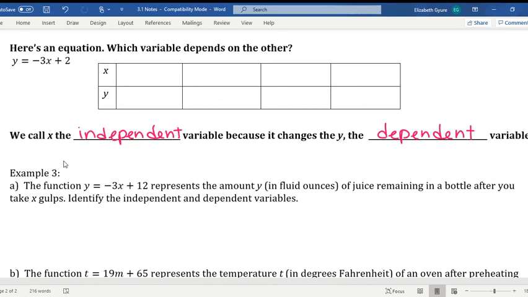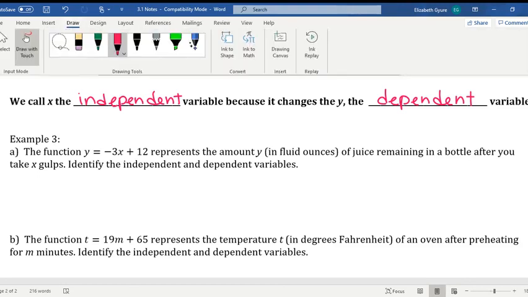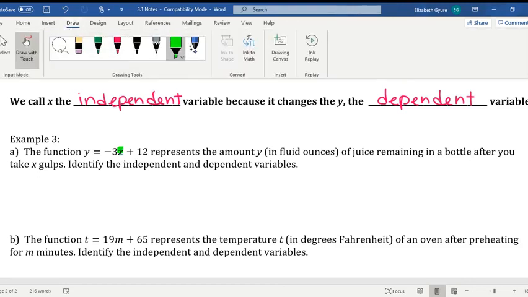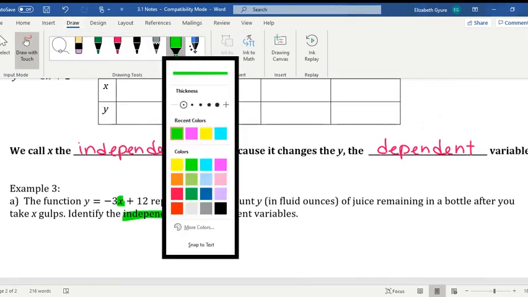So if you look at example A here, it says the function y equals -3x plus 12 represents the amount y in fluid ounces of juice remaining in a bottle after you take x gulps. Identify the independent and dependent variables. Now, again, I already told you independent is x, right? And your dependent is y.